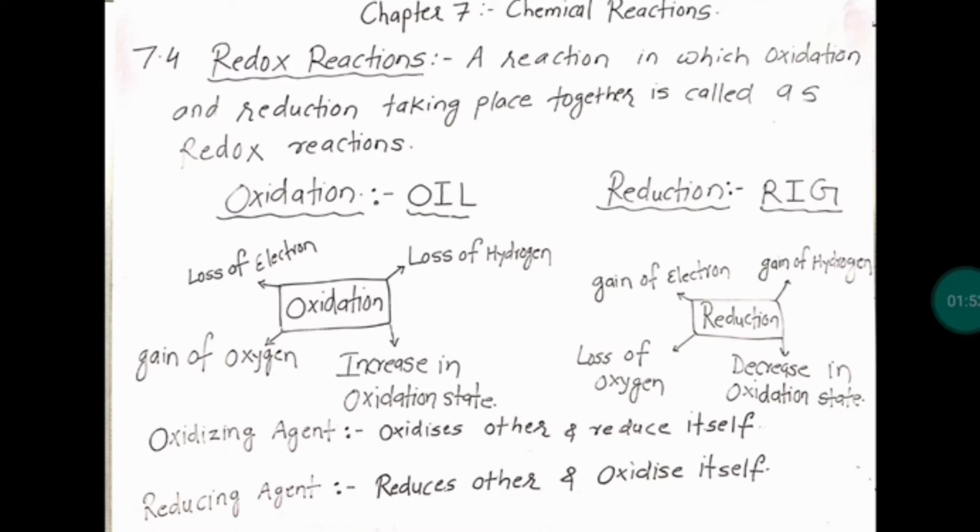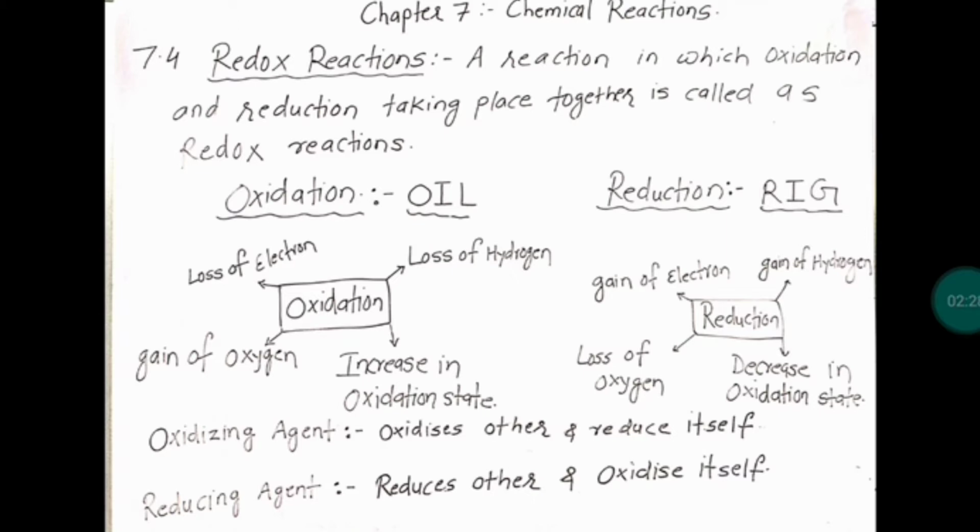Just the opposite of oxidation is reduction. So in oxidation there is a loss of electrons, and in reduction there will be gain of electrons, gain of hydrogen, then loss of oxygen and decrease in oxidation state. For reduction, the acronym is RIG, reduction is gain.